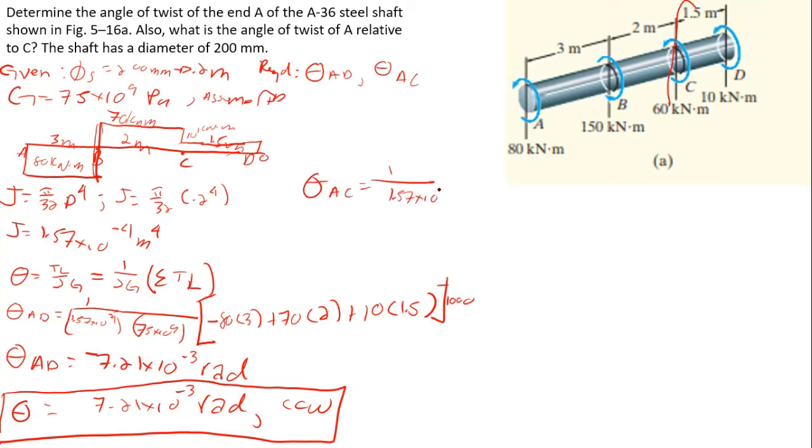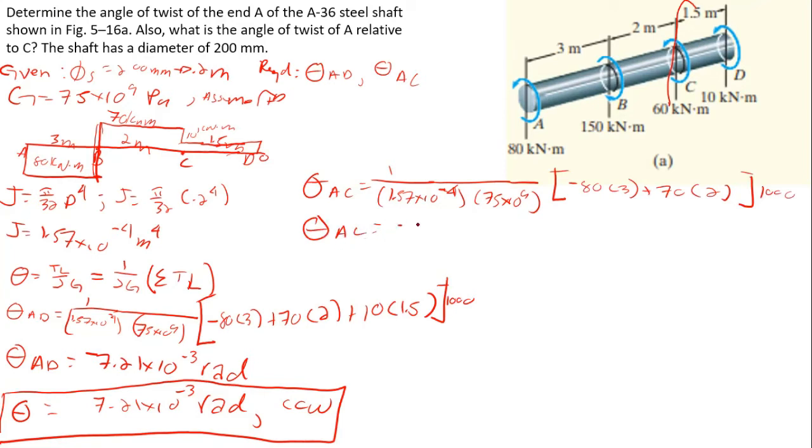1.57 times 10 raised to negative 4 times 75 times 10 raised to 9. So multiply lang natin ito ng negative 80 times 3 plus 70 times 2. And again, multiply nyo ito sa 1,000. So solving for theta AC, ang makukuha natin is negative 8.49 times 10 raised to negative 3 rad.